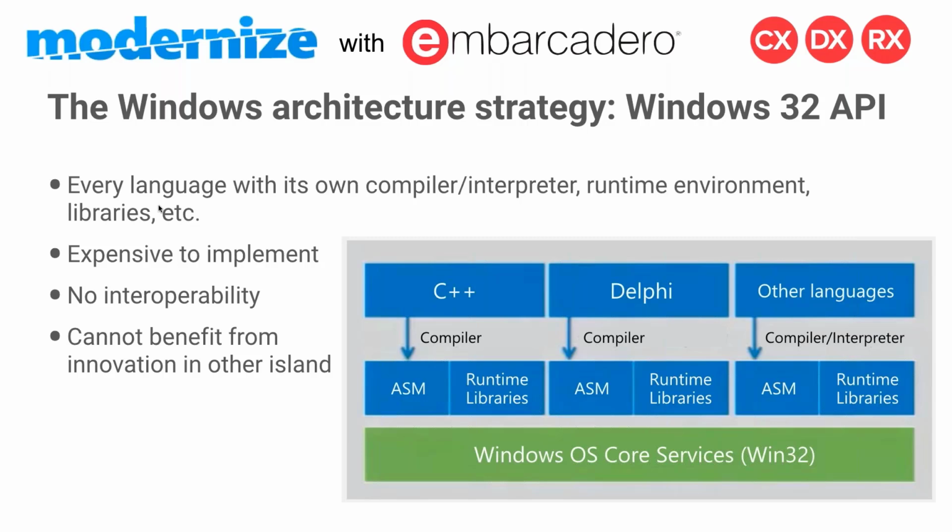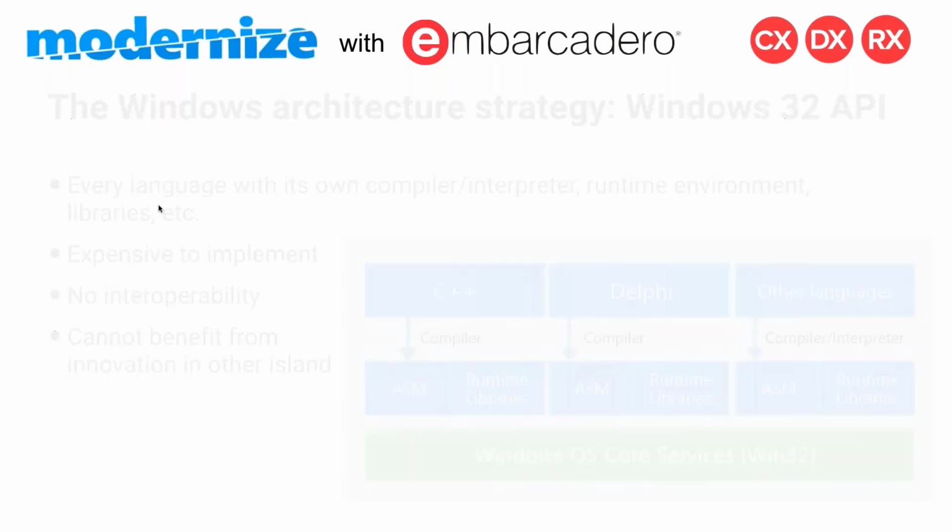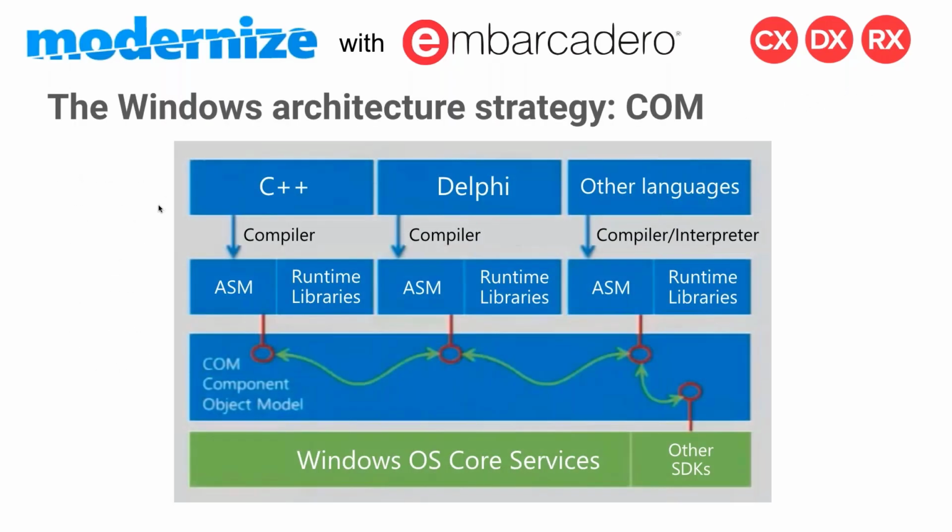Let's say you wanted to take advantage of a component made in another computer programming language. It was very hard to do. Not impossible, but really difficult to do. After that, we had COM. COM was a big improvement by Microsoft. It stands for Component Object Model.